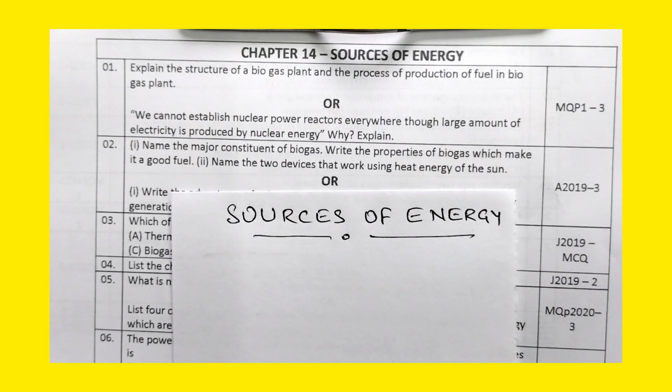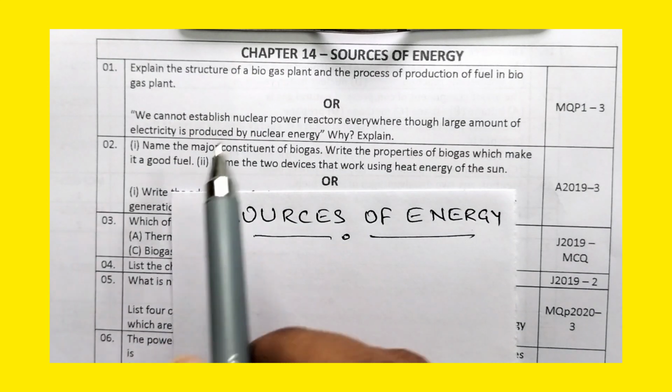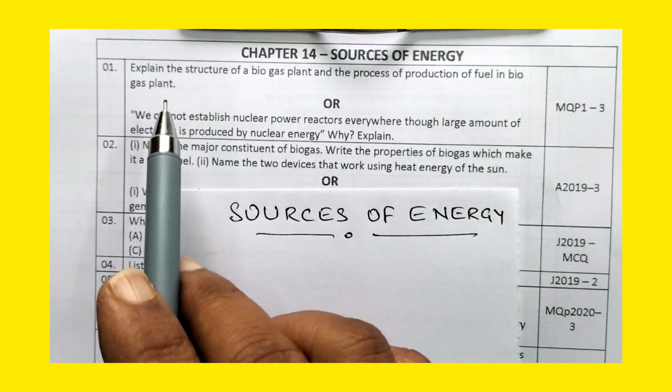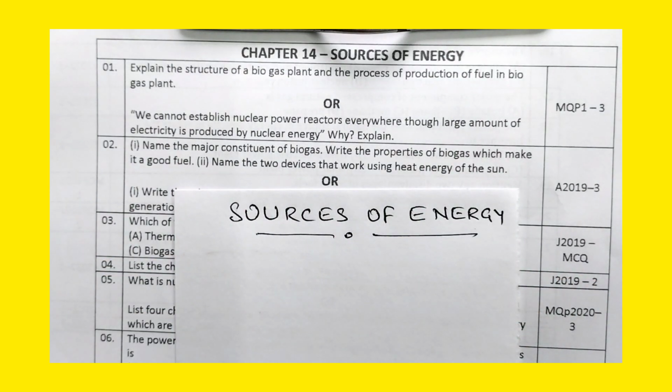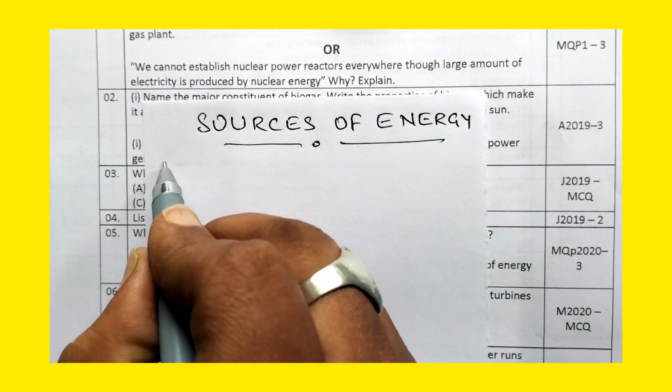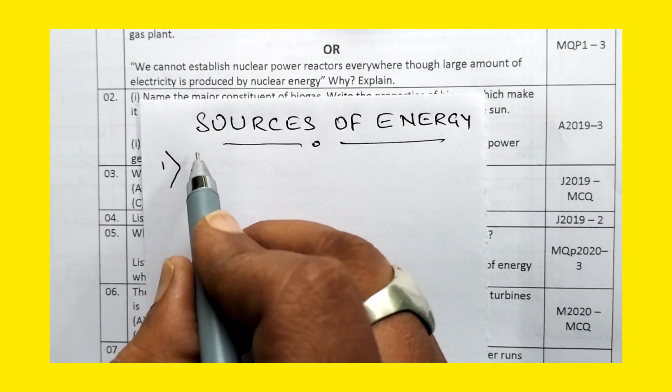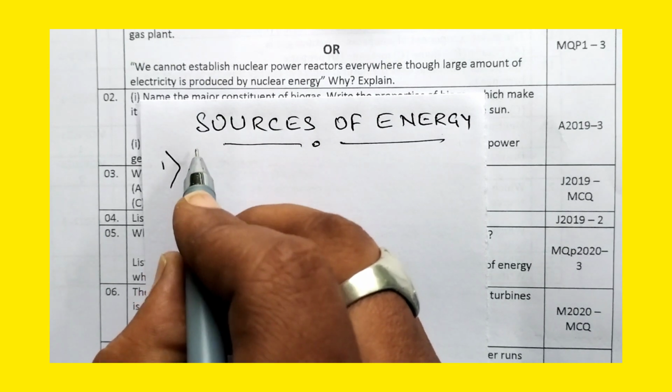In this video we are going to answer the previous year question paper, that is the chapter called sources of energy. So now let us answer the first question. Explain the structure of biogas plant and the process of production of fuel in biogas plant. So we have to explain the structure, and also the process of production of fuel in biogas plant. Now let us explain both of them.